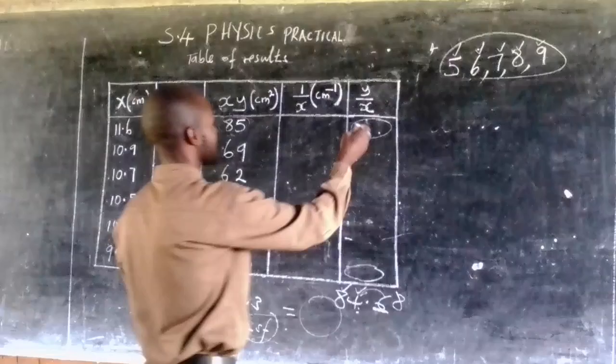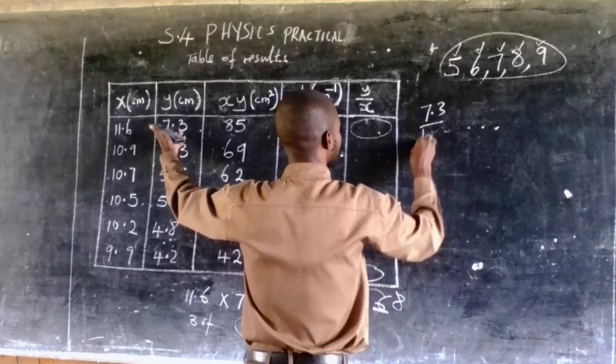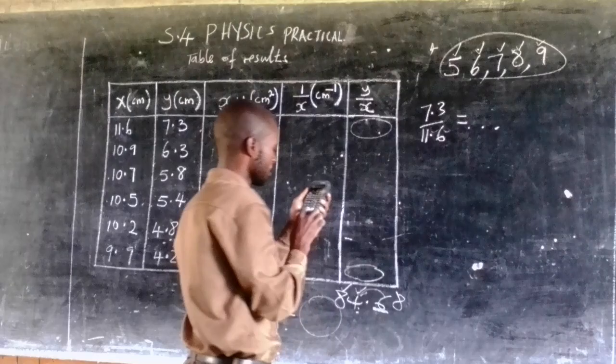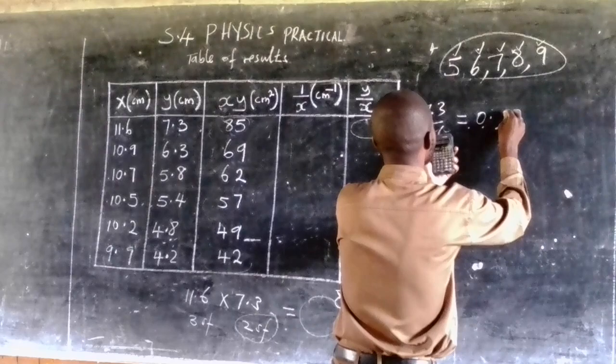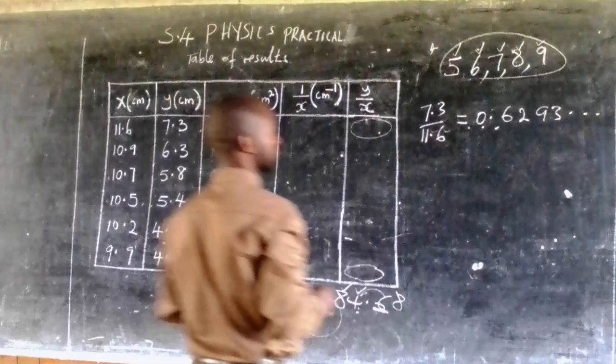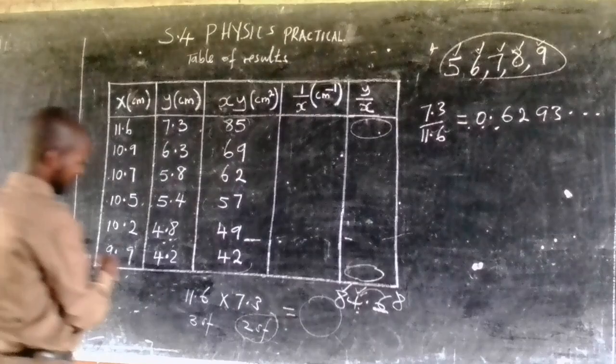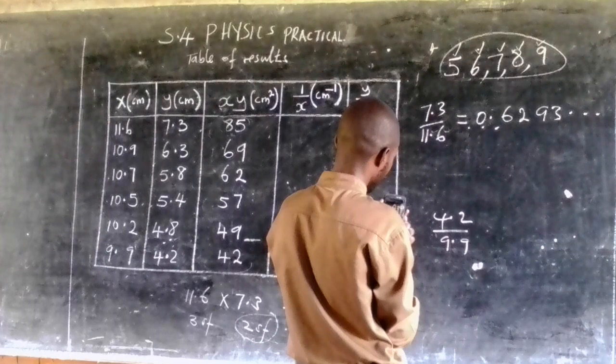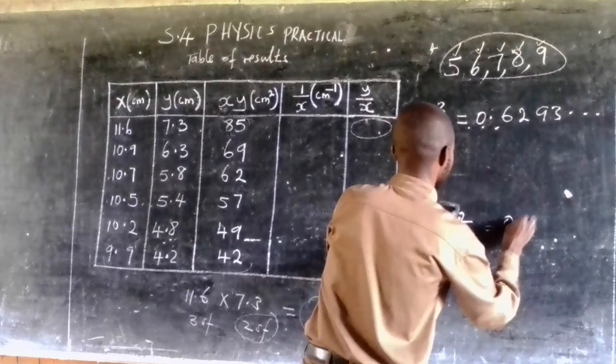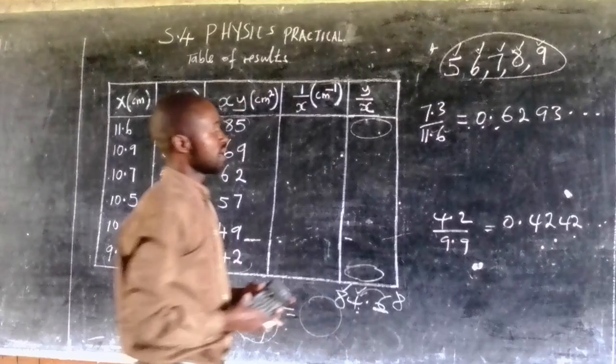For this one, I have 7.3 out of 11.6. Let me see the answer I will get. 7.3 divided by 11.6. Then I have 0.6293. There are others continuing. Let me test this one also. Y divided by X. That is 4.2 out of 9.9. 4.2 divided by 9.9. I have 0.424242. It's continuing.